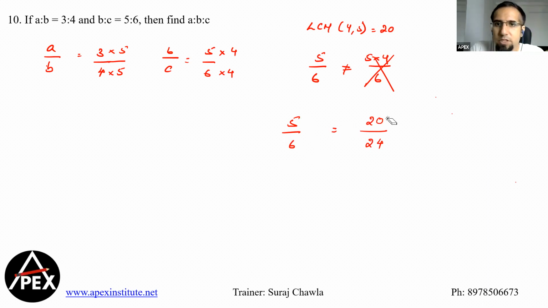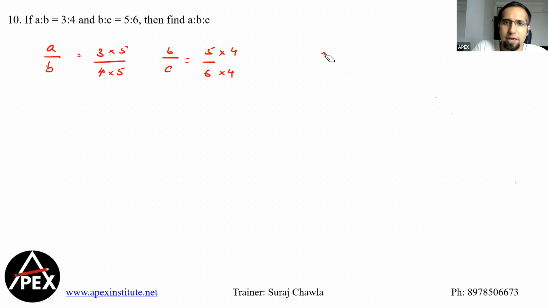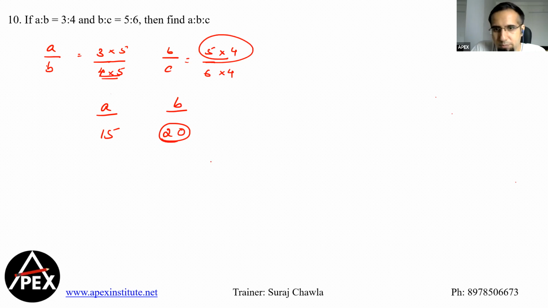Now, going ahead on these lines, what am I finally getting here, guys? For every 15 parts of A, B is 20 parts. Now the beautiful part is, for every 20 parts of B, C is 24 parts. So this becomes our answer. Any doubts here? Quick responses, please.